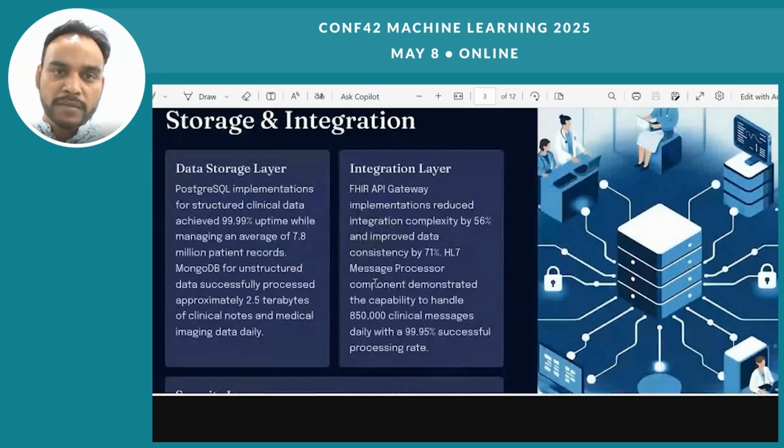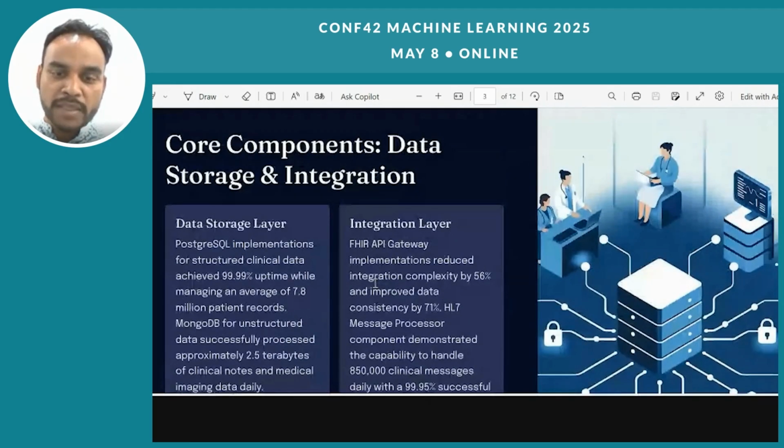The core components are data storage and integration: the data storage layer and the integration layer. The data storage layer basically represents the cornerstone of a healthcare information system, requiring careful consideration of data type, access patterns, and compliance requirements. Research conducted across multiple public hospitals demonstrates that PostgreSQL implementation for structured clinical data achieved 99.99% uptime while managing an average of 7.8 million patient records.